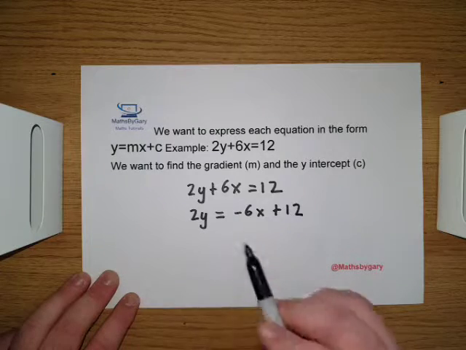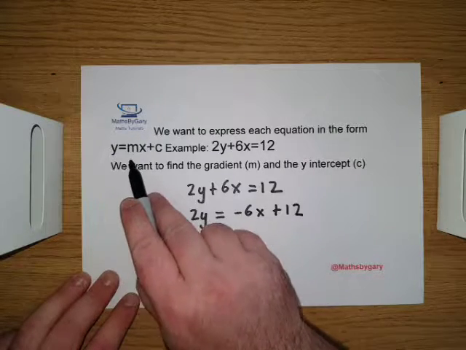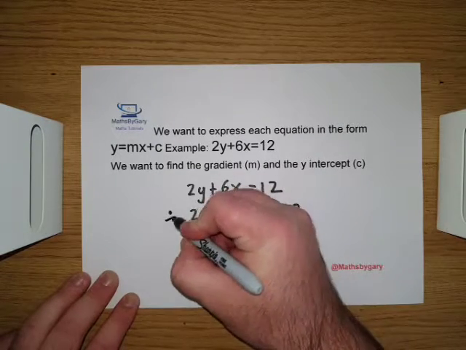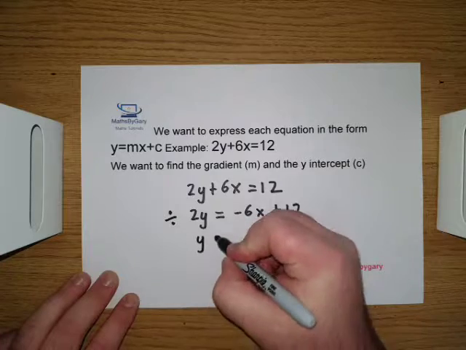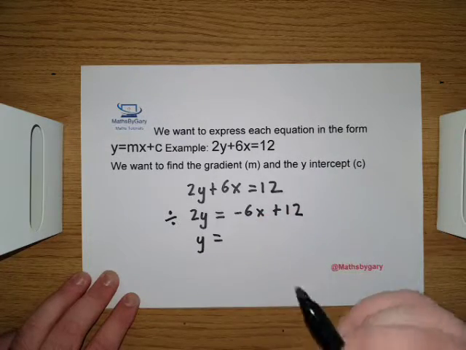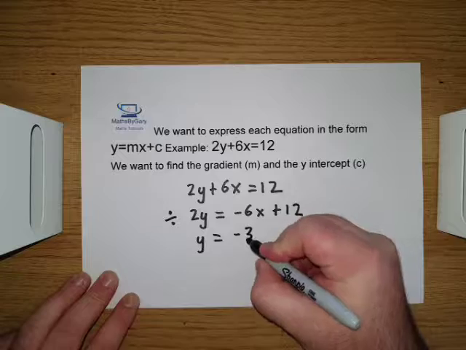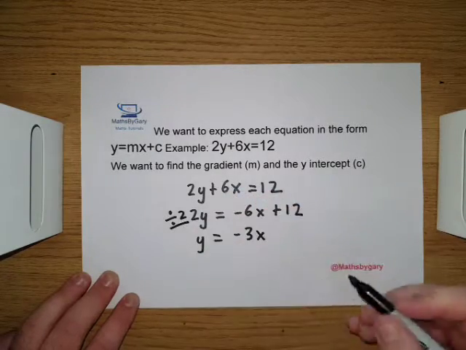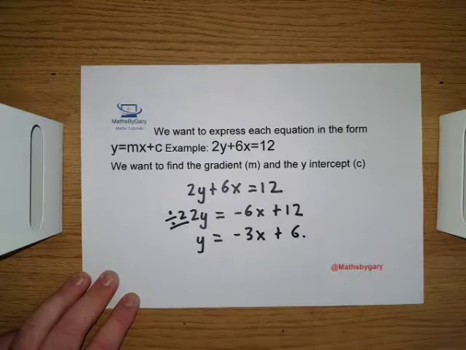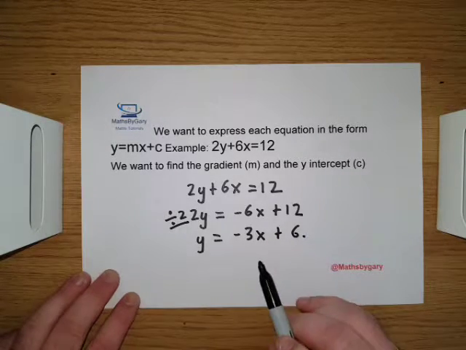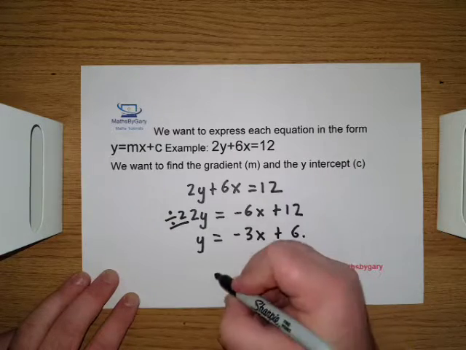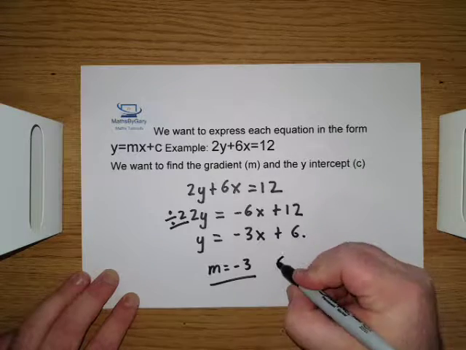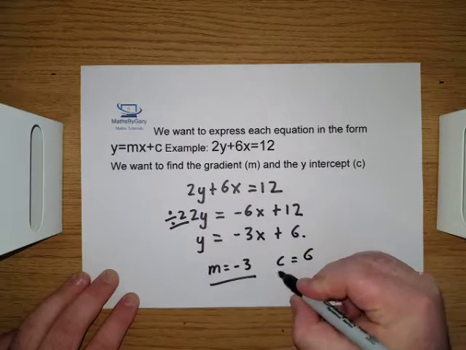Now we have 2y, but remember we want it in the form y equals mx plus c, so we have to divide 2y by 2. So we divide by 2, giving us y equals minus 6x divided by 2 would be minus 3x, and then 12 divided by 2 gives us plus 6. So in this case, we're left with y equals minus 3x plus 6. So the gradient m equals minus 3, and the intercept c simply equals 6.